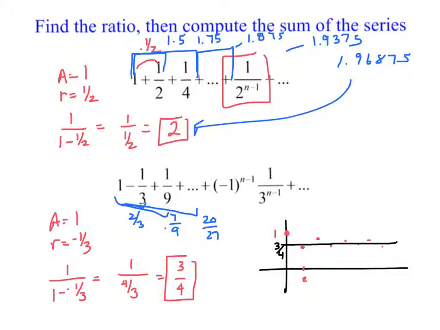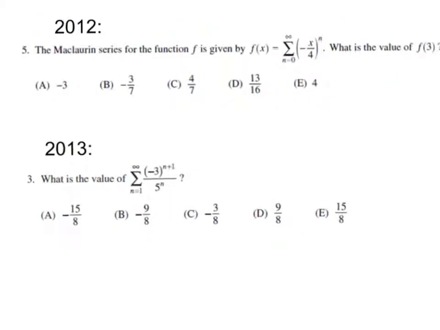Lastly, I want to show you 2 multiple choice questions off some old AP exams. The reason I want to show you this is it doesn't necessarily on first glance look like it's a geometric series. In fact, there's a term in here you don't even know. The first thing is it says a Maclaurin series is given by that. We haven't talked about a Maclaurin series yet. But it says that the function f of x is given by this, negative x over 4. And it asks, what's the value of f of 3?